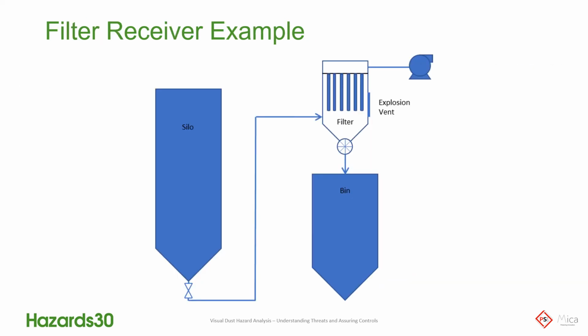To illustrate this a bit more, we've got this example here where we're transporting material from a silo through a valve into a bag filter. The bag filter's got an explosion vent. It's feeding by gravity through a rotary valve into a bin.